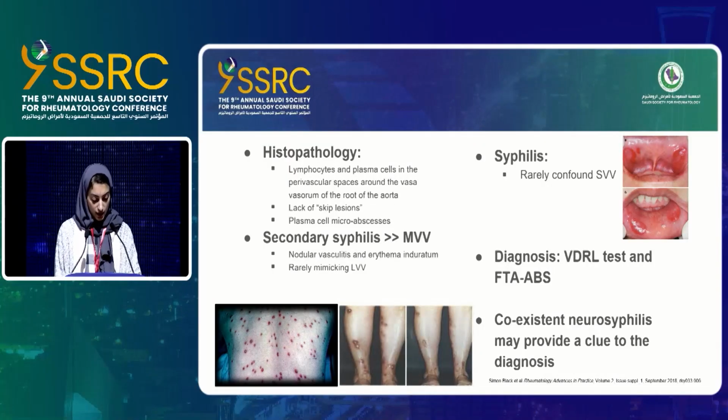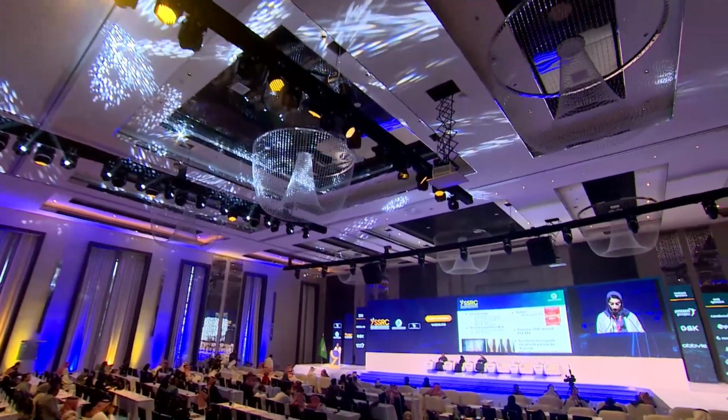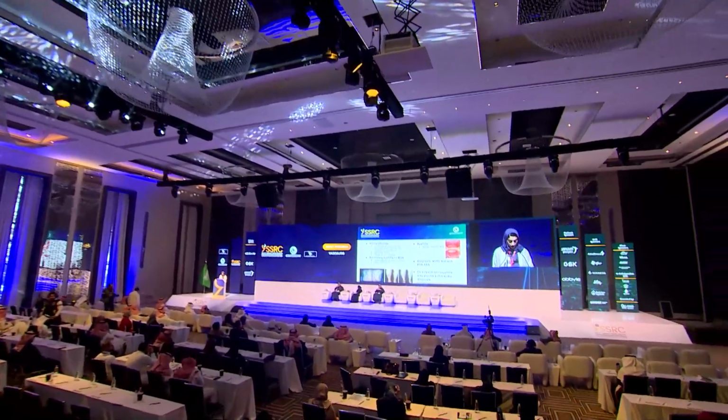Also, an entity that could mimic medium vessel vasculitis is secondary syphilis, in which it can lead to secondary nodular vasculitis and erythema induratum. Rarely, it could mimic large vessel vasculitis, with some reported cases in the literature. Syphilis also can rarely confound the diagnosis of a small vessel vasculitic process affecting the lungs, resulting in a mass lesion that can be misdiagnosed as a multisystemic disease other than syphilis.